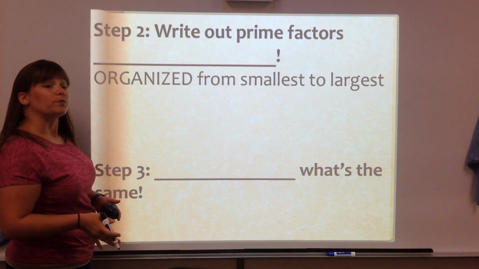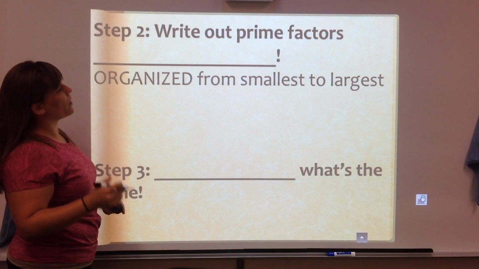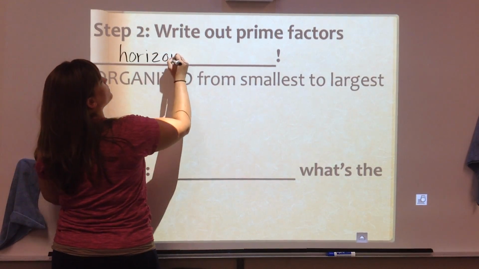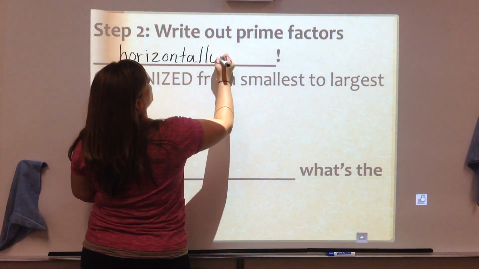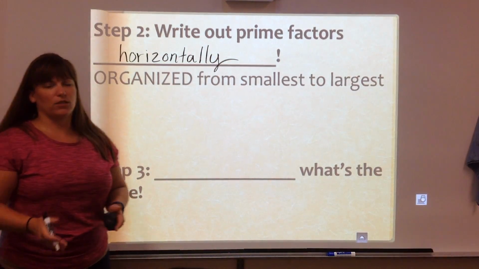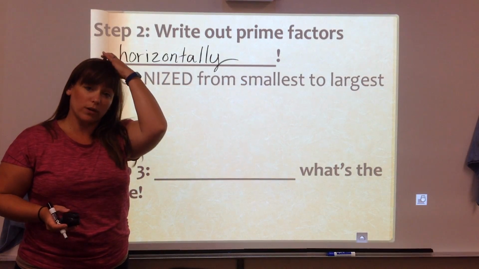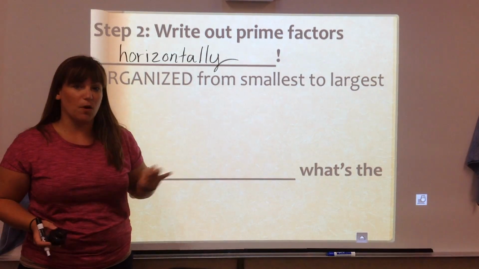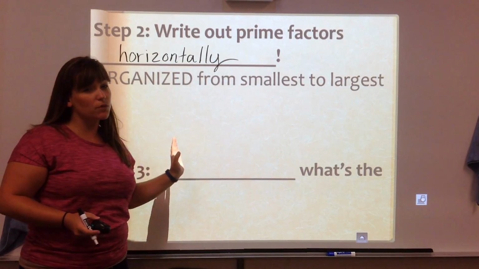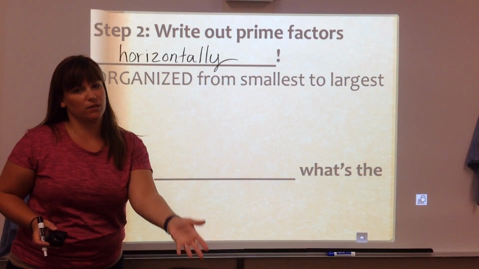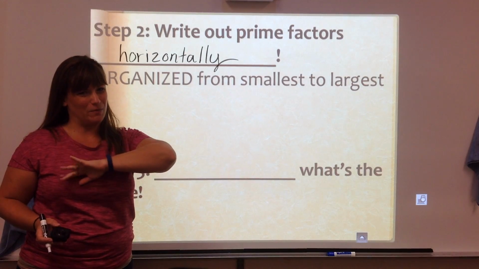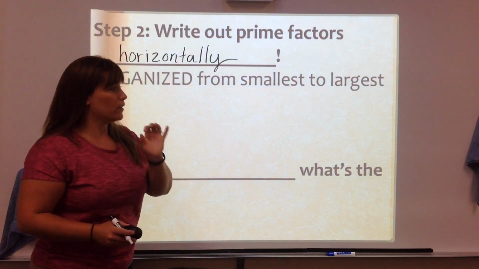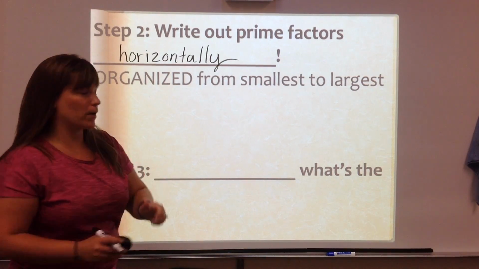Okay, step 2. We are going to write out the prime factors horizontally. Why on God's green earth am I asking you to do this? Well, it helps to stay organized, and we need to make sure they're organized from smallest to largest. It's simple with this example, but as we practice more, it's going to get complicated. There might be like 5 2s and 4 3s, and it could get ugly. But if we're organized, we'll be okay.